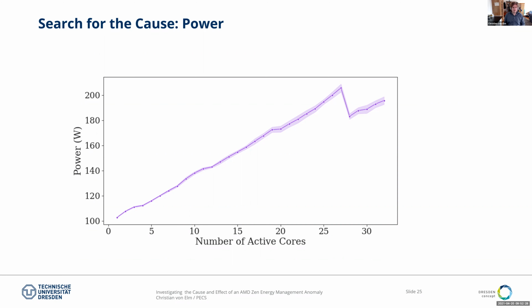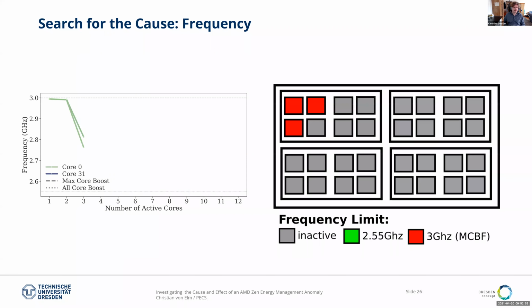And to shortly go over power, what we can see here is that we still had a drop at 28 cores, which means that our modified measurement setup still has this anomaly. So after we've looked at power, let's look at frequency.